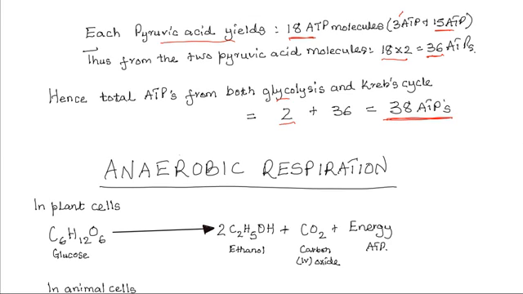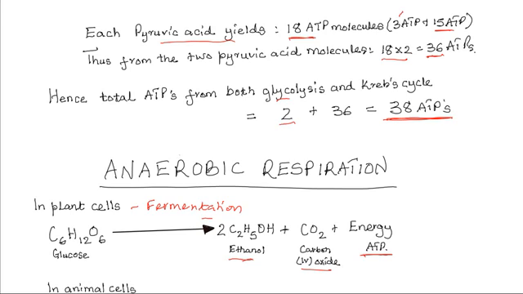In plant cells, apart from the energy in the form of ATP, the other products are carbon dioxide and ethanol. This process is known as alcoholic fermentation, because one of the products is alcohol, that is ethanol. Apart from plants, alcoholic fermentation also occurs in fungi such as yeast.